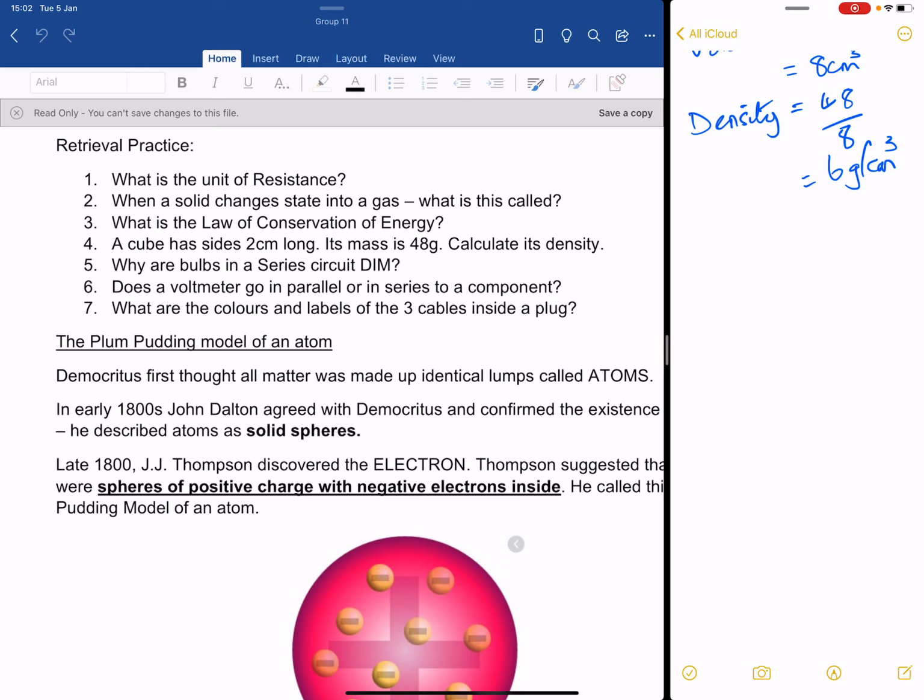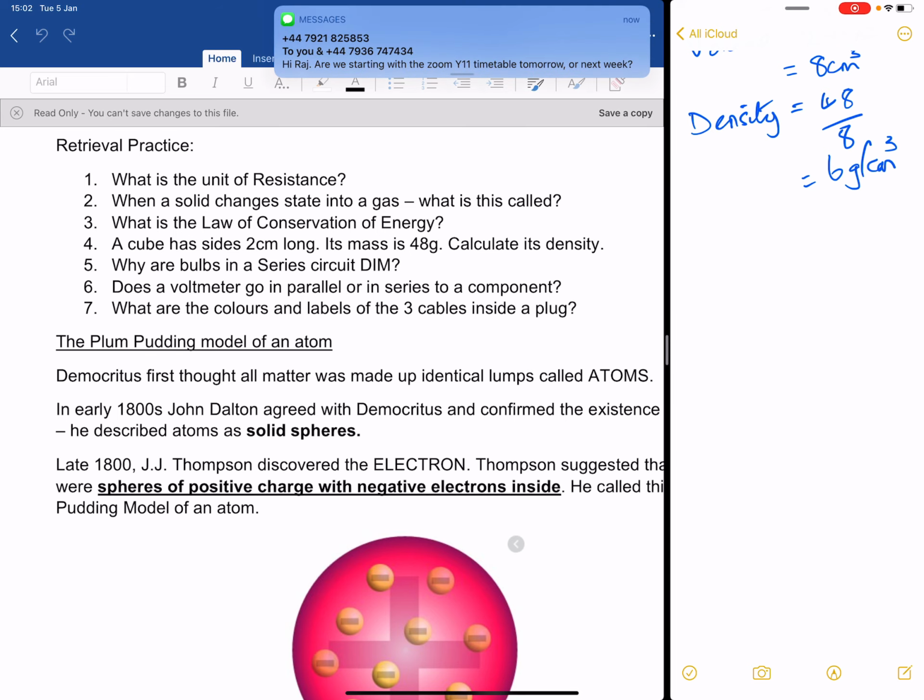Number 5, why are bulbs in a series circuit dim? That's because the voltage is being shared. Number 6, does a voltmeter go in parallel or in series? It always goes parallel to the component. And number 7, what are the colours and labels of the 3 cables inside a plug? You've got brown, which is live, blue, which is neutral, and green and yellow, which is earth.